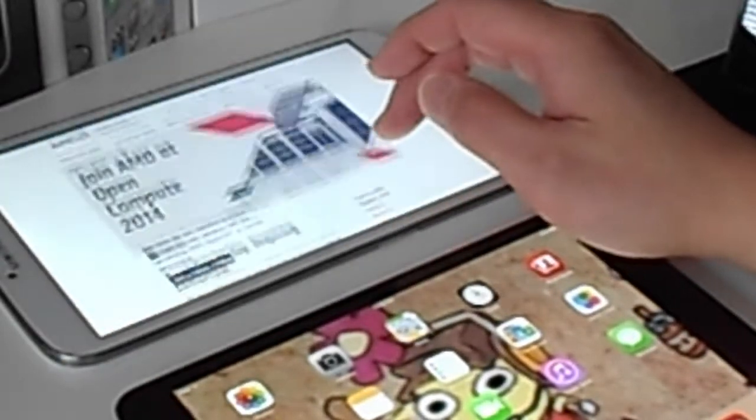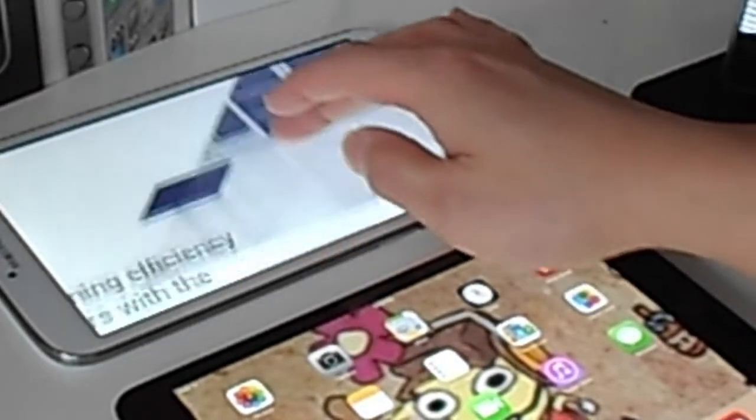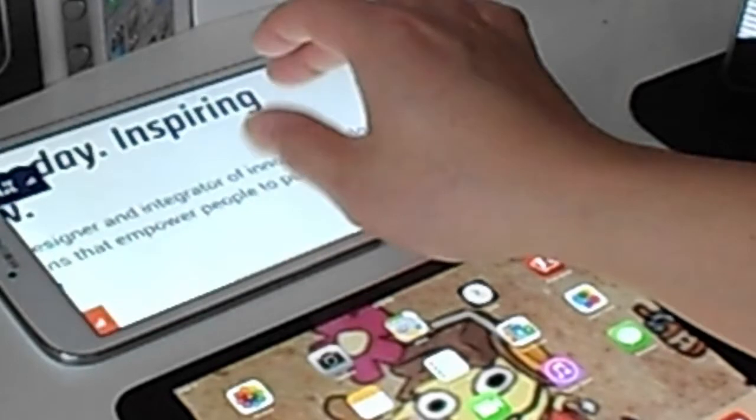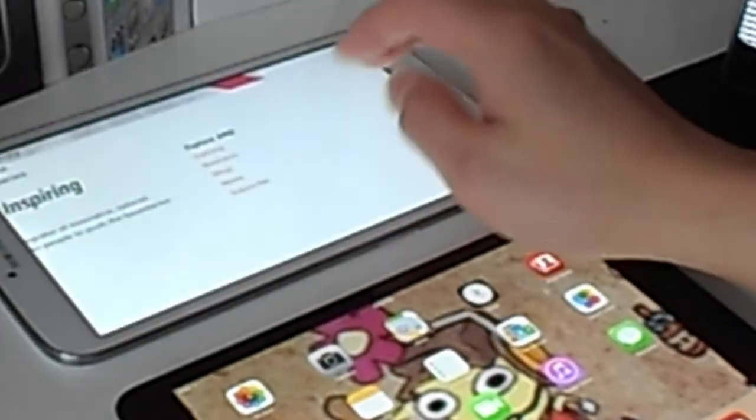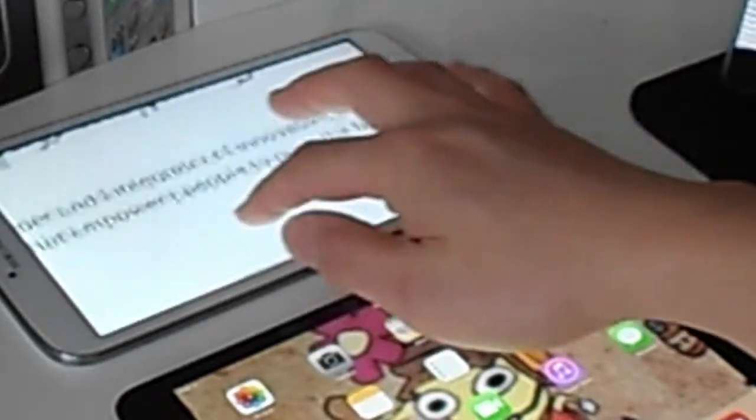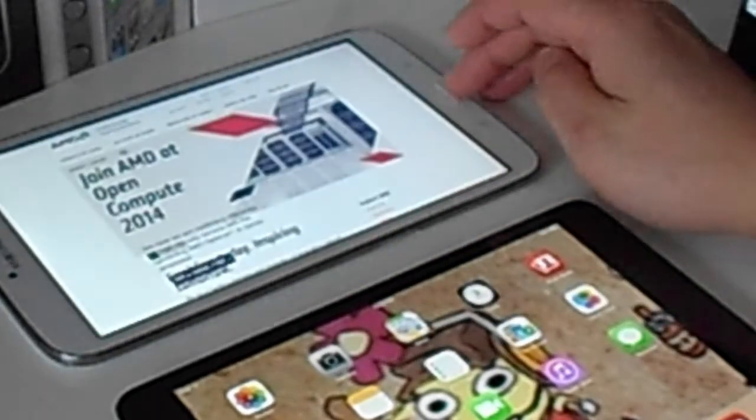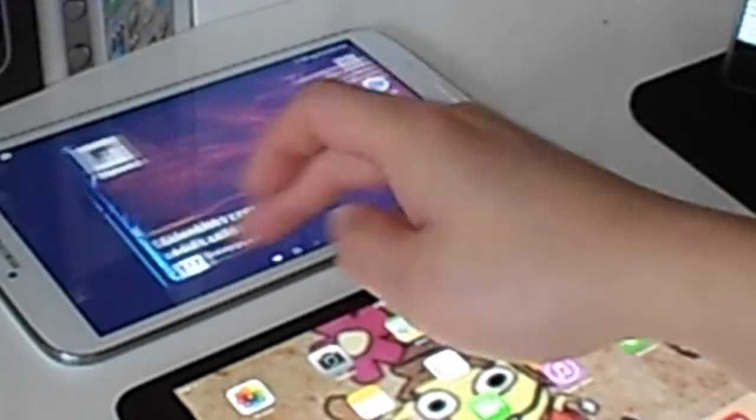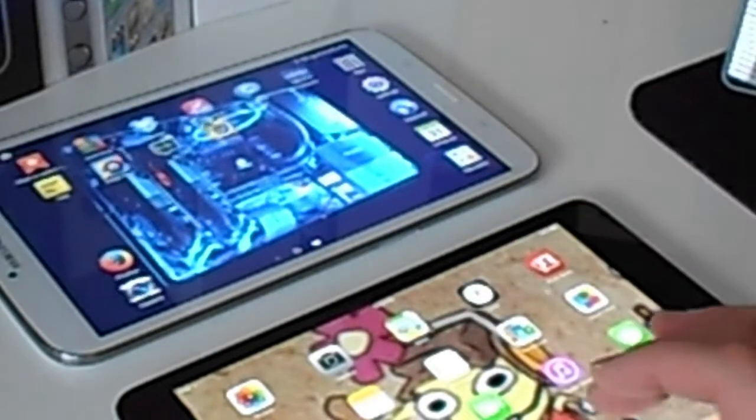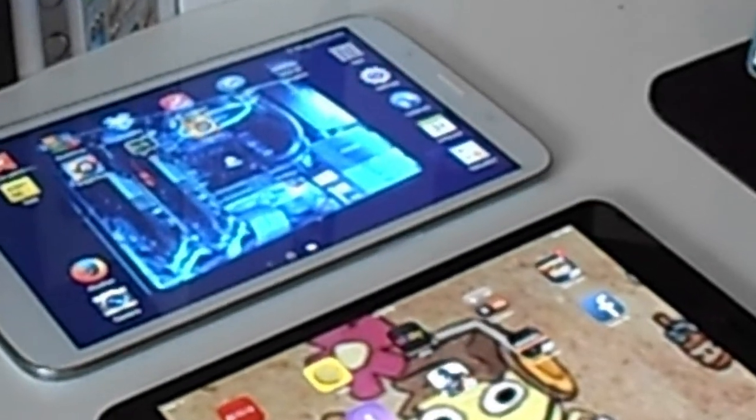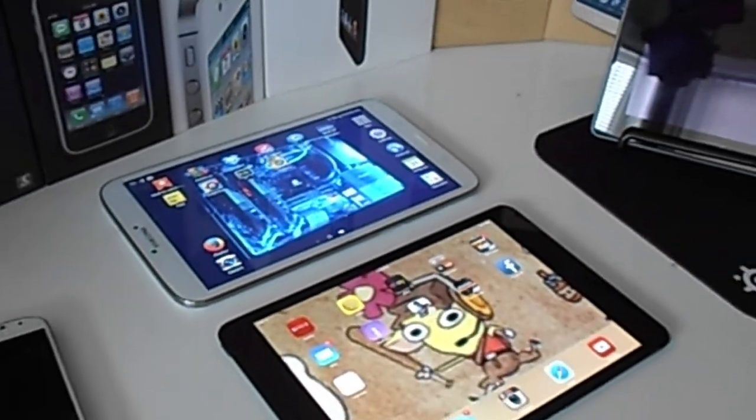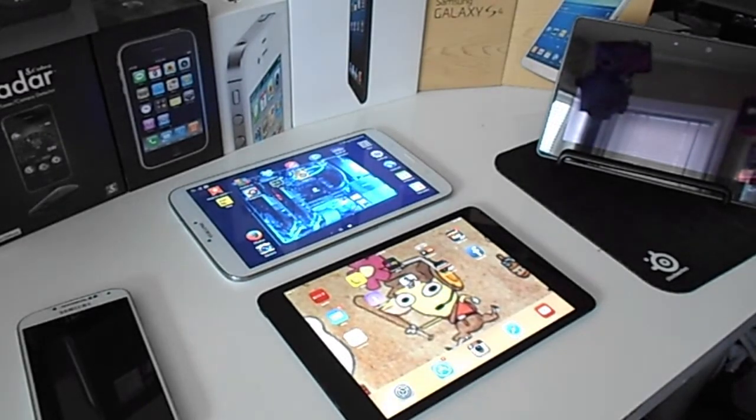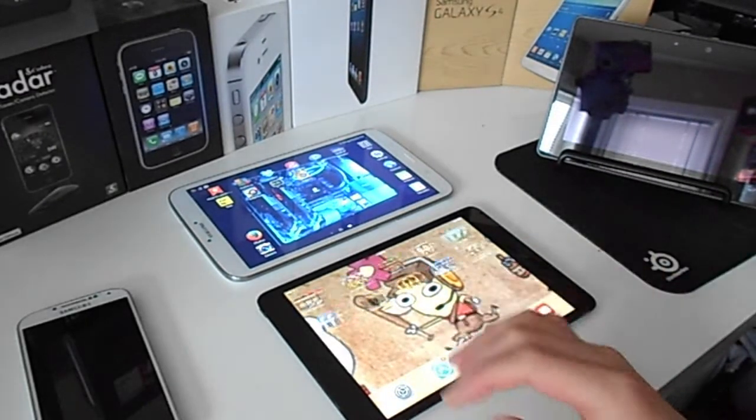So right here, you can see I'm scrolling. I'm pinching to zoom, if you want to see closer into the text. It's very smooth. But as I'm saying, in regards to pushing home to go back to the home screen and swiping to the next pages, in these matters, honestly, the iPad does have that smoother feel.